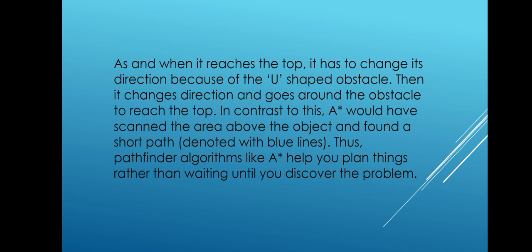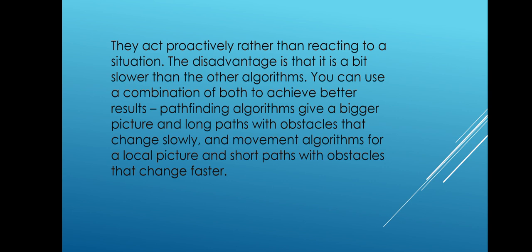As and when it reaches the top, it has to change its direction because of the U-shaped obstacle. Then it changes direction and goes around the obstacle to reach the top. In contrast to this, A-star would have scanned the area above the object and found the shortest path, denoted with blue lines. Thus, a pathfinding algorithm like A-star helps you plan things rather than working until you discover the problem. They act proactively rather than reacting to a situation.